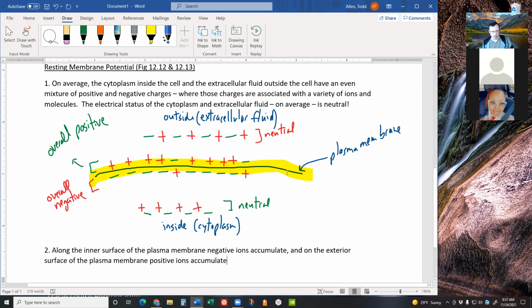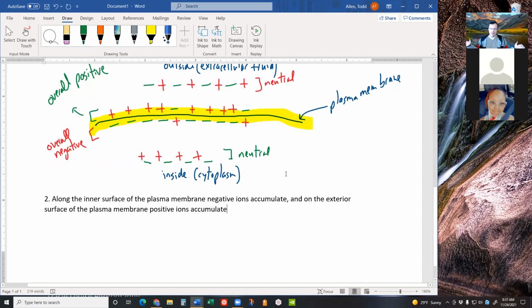Okay, and so you might ask yourself, well, why is this the case? Why is it that the inner surface of the membrane has an overall negative charge and the exterior surface of the plasma membrane has an overall positive charge? What explains that? Okay, so let's address that. Why? Okay, the answer to why, or perhaps how, comes back to these leak channels that I started our conversation with.